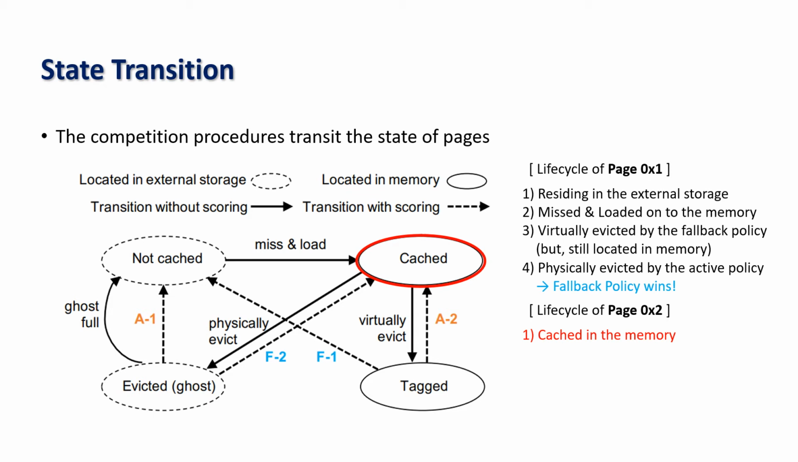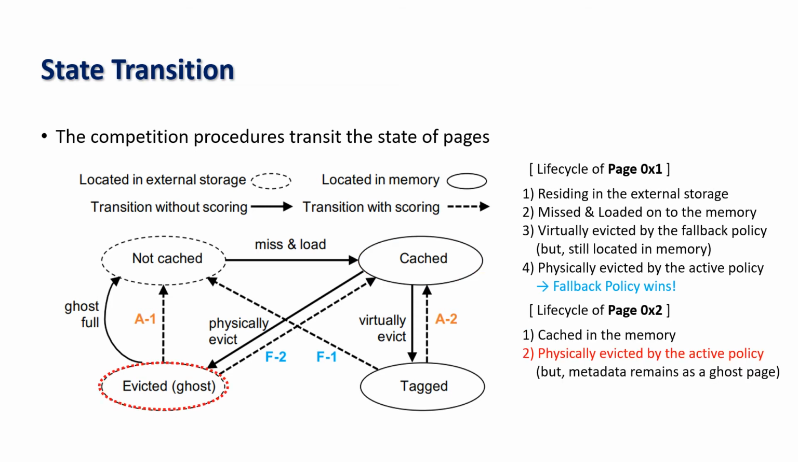Let's see another case. Page 2 is in cached state. Suppose that the active policy evicts page 2. Then the page frame is physically reclaimed so that a newly loaded page occupies that frame. So we need to keep the metadata as a ghost page to continue the competition process. I'll explain more about the ghost page later.